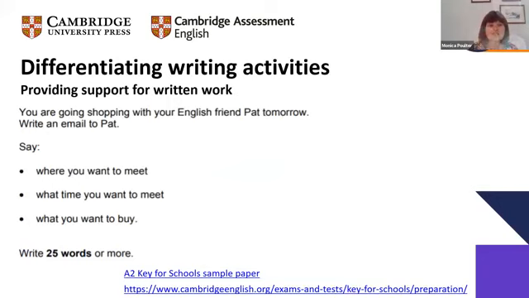So let's look at this task, which is an A2 Key for Skills sample paper task. The task is that you're going shopping with a friend, Pat. You've got to write an email to Pat. You've got to write where you want to meet, what time you want to meet, and what you want to buy. So how could you provide support for learners who would find that task too challenging?